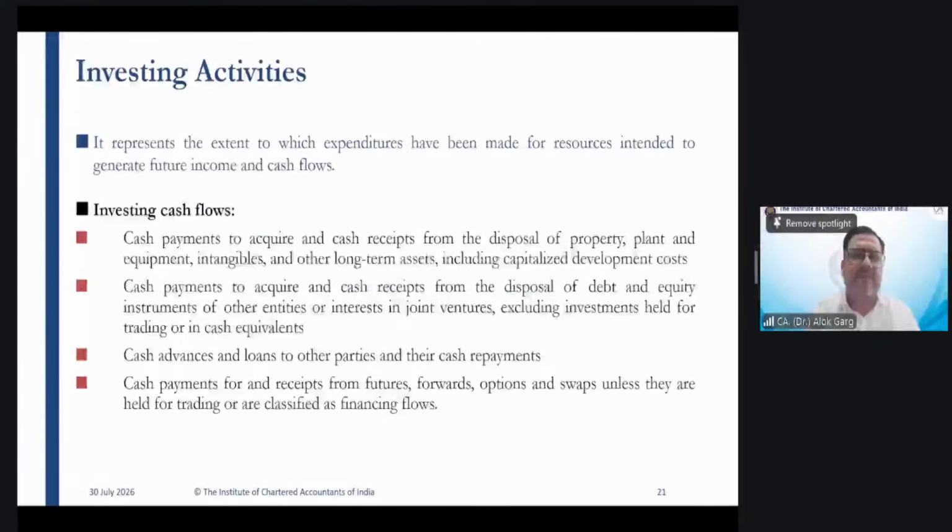Direct method, I'm just leaving. Let's discuss investing activity. What is investing activity? We understand investing activity means your purchases of PPE, intangible assets, biological assets, investment property, sale of PPE, biological assets, investment property, interest received, investment made, sale of investment, loan given, all these items come under investing activity.